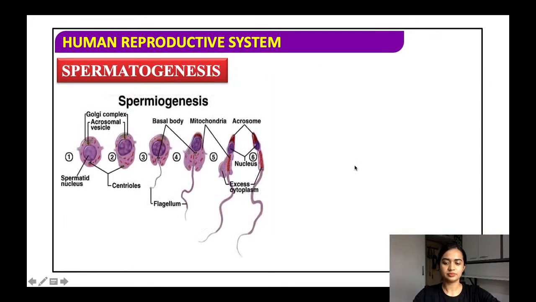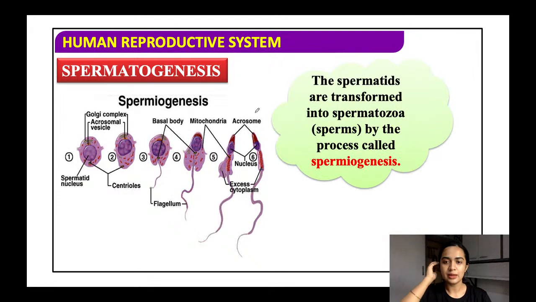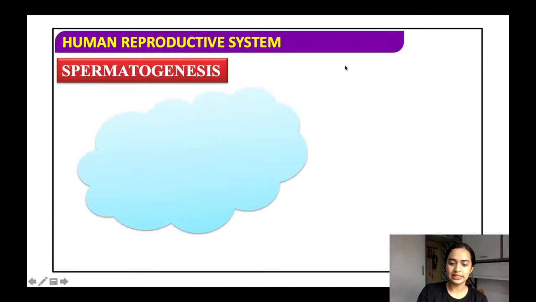Fine? Yes. So now this process is called spermiogenesis. So basically the spermatids are transformed into spermatozoa. Alright? When spermatids are transformed into spermatozoa, the process is known as spermiogenesis. There are three terms here, don't get confused. One is spermiogenesis, another is spermiation, and the third one is spermatogenesis. All three are very different.